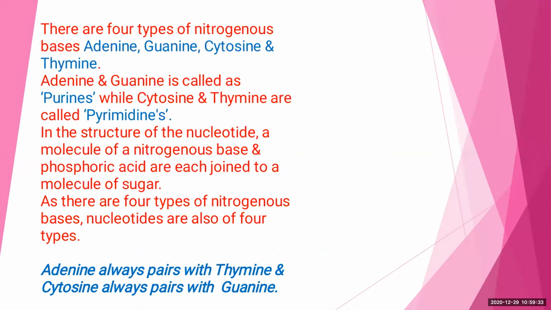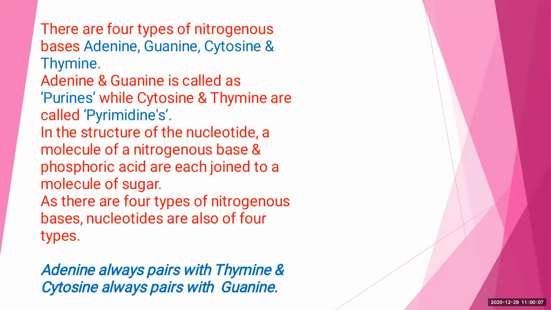organisms, right? This double helical structure is the same for all the organisms. Each strand in the molecule of DNA is made up of many small molecules known as nucleotides. There are four types of nitrogenous bases. Those are called adenine, guanine, cytosine, and thymine. Okay, adenine and guanine are called purines, and cytosine and thymine are called pyrimidines. Right? So these are the nitrogenous bases.